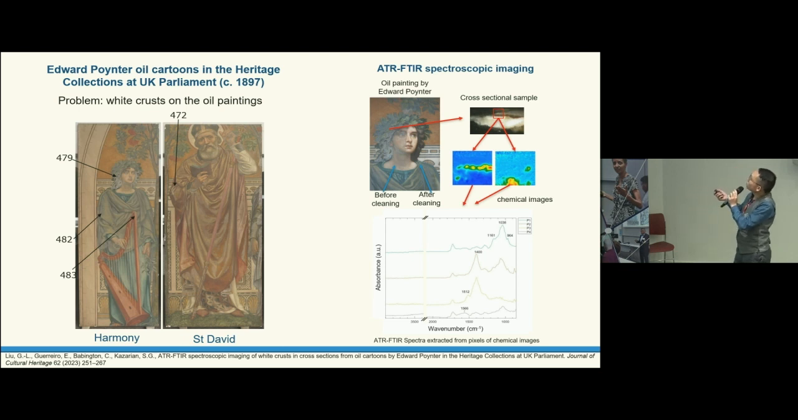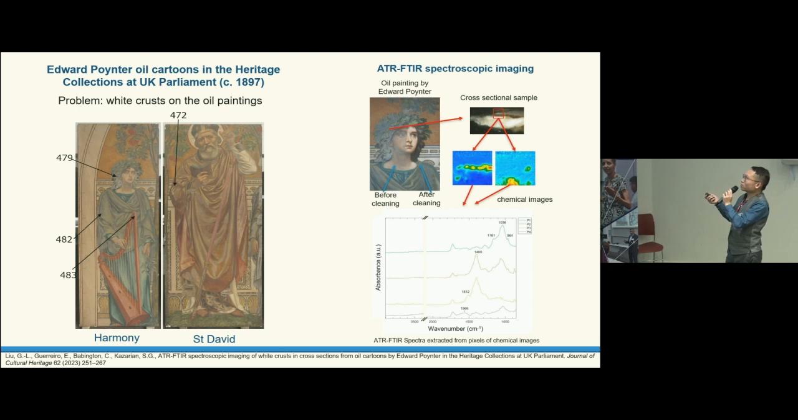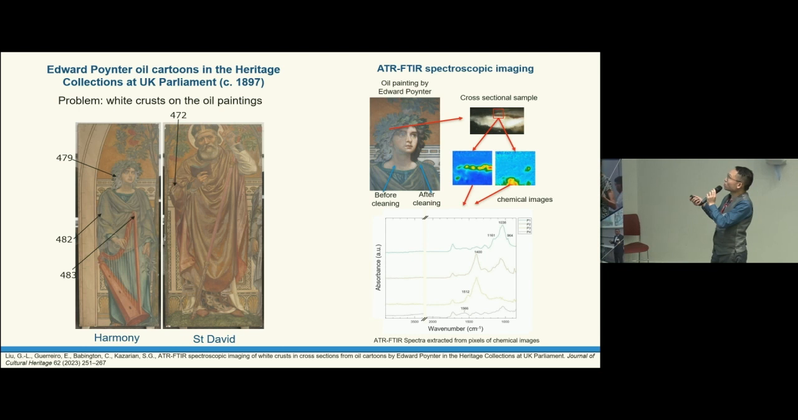So our primary tool is ATR-FTIR spectroscopy imaging, which allows us to acquire spectral and spatial information simultaneously into 2-dimensional chemical images. So, for example, this is the chemical image of this area of the cross-sectional samples. And by extracting 1 pixel, we can have its spectrum, and we can interpret it and identify the components.